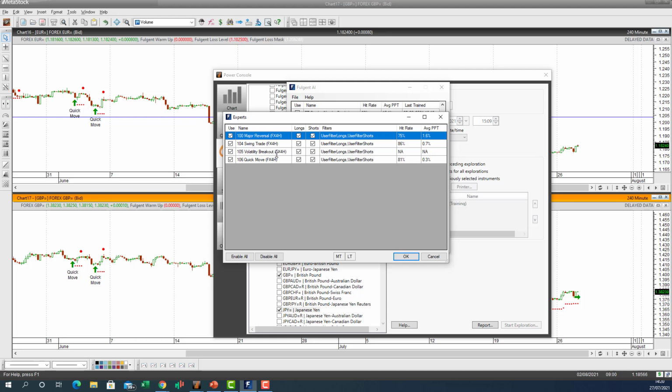We didn't really find many volatility breakouts on the 4-hour basis, but we did find a lot of quick moves, swing trades, and major reversals. And the major reversals are 75% accurate with 1.6% average profit per trade. That's unleveraged. That's quite high for a currency pair. And the swing trades 86% with 0.7% average profit per trade, and the quick move 81% accuracy and a 0.3% average profit per trade.